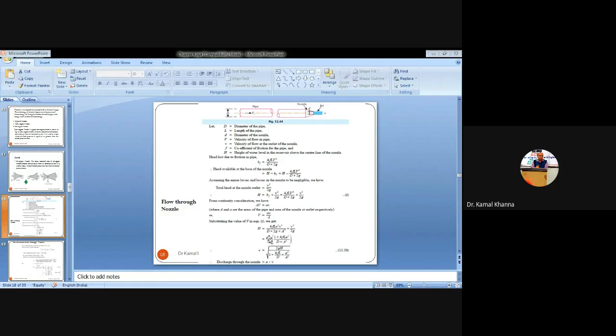Now we can take it as common from both the equations. So it becomes equal to V square by 2G into 1 plus 4FL A square by A square into D. So this is calculated as the H, that is the total head, when we are rearranging in the terms of and calculating the terms of the small v, that is the velocity of flow at the outlet of nozzle. So it becomes equal to under root of 2gh divided by 1 plus 4fl d into a square by capital A. So this is the velocity we have calculated.